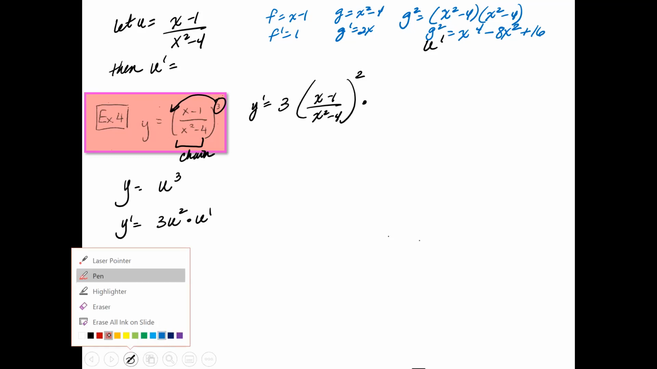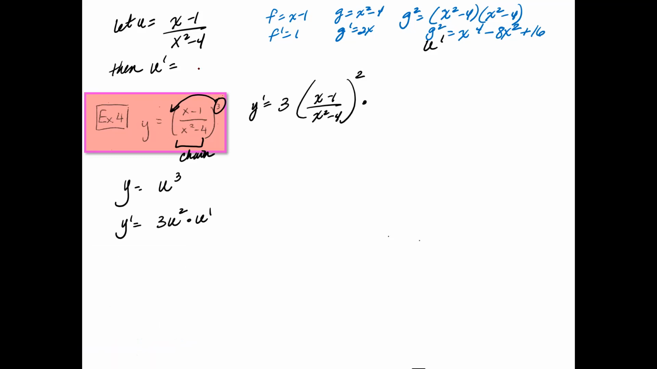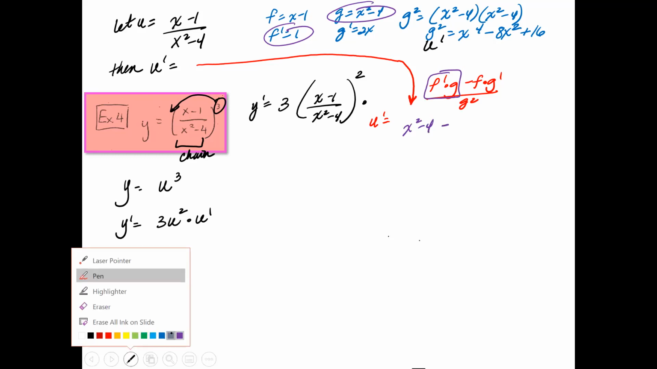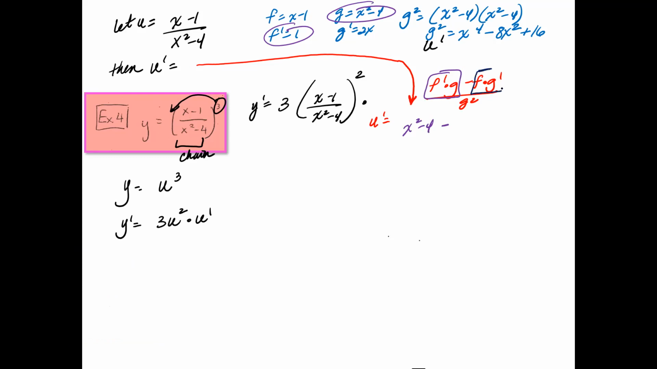So then with my u prime, I want to go ahead and move it over here and work it over here, sorry. U prime is going to be f prime times g minus f times g prime over g squared. So f prime times g is 1 times x squared minus 4. So x squared minus 4 minus. Now you got to be careful with that because this minus is for this entire piece of f times g prime. So f is x minus 1, g prime is 2x.